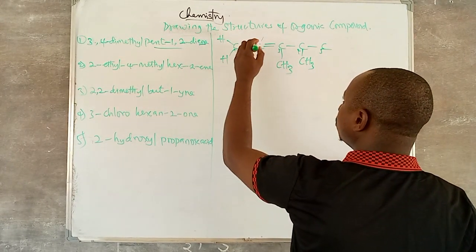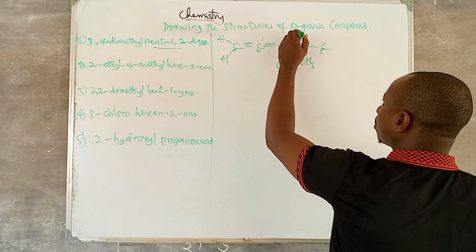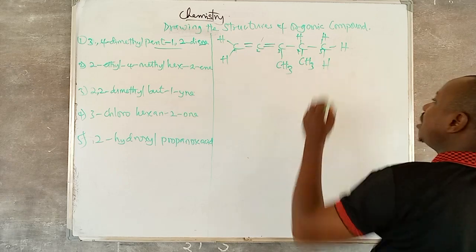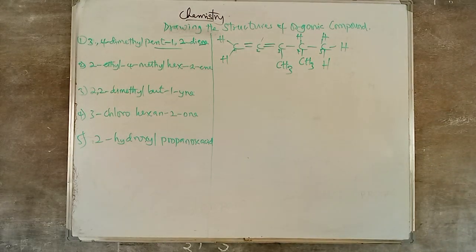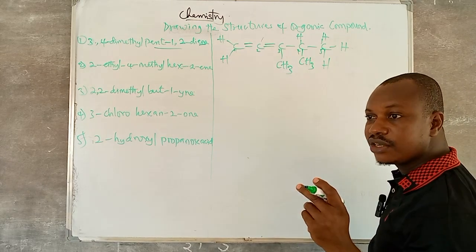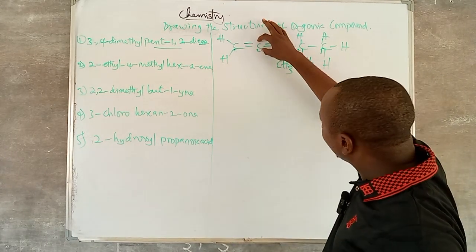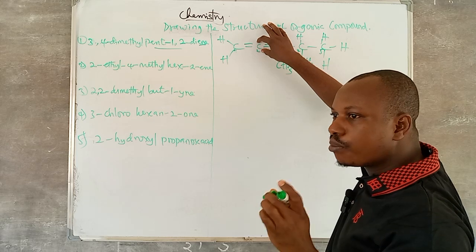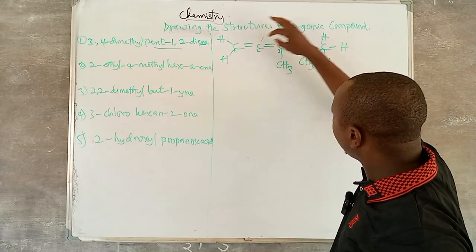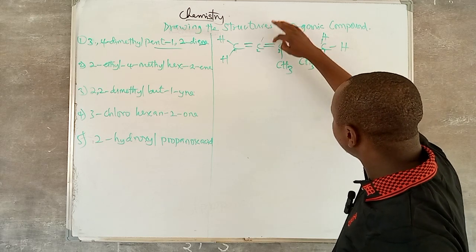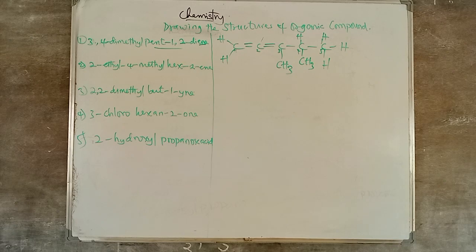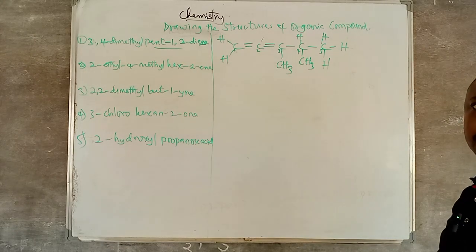Don't forget to obey the rule: 4 bonds will surround each carbon atom. And I think I am done. If you make any attempt to put any hydrogen here, you are violating the rule, because this carbon atom in the middle has the 4 bonds required of every carbon atom: 1, 2, 3, 4 for this carbon, and for this carbon now, 1, 2, 3, 4. So it's okay. This is the structure of 3,4-dimethylpenta-1,2-diene.